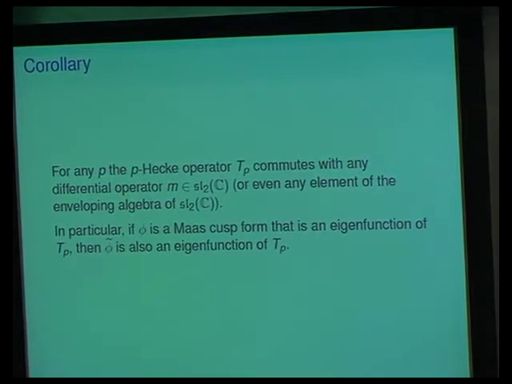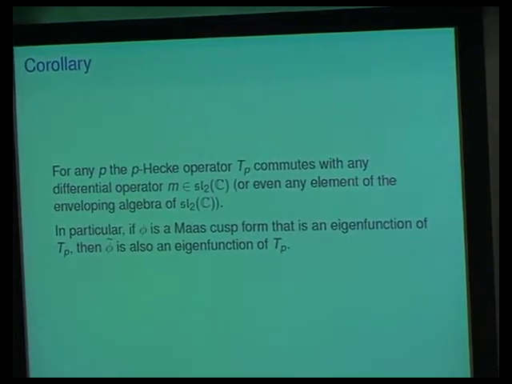So if your original phi is an eigenfunction for the Hecke operator, and you do all of this, then phi twiddle is an eigenfunction for the Hecke operator with the same eigenvalue. You haven't changed that property because of the commutativity that I just pointed out.